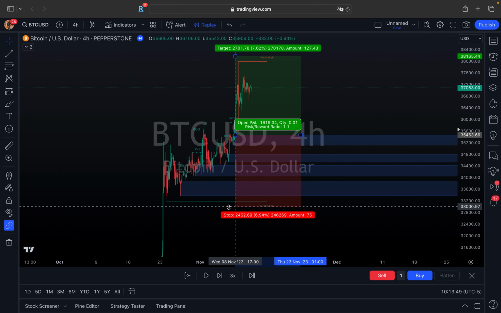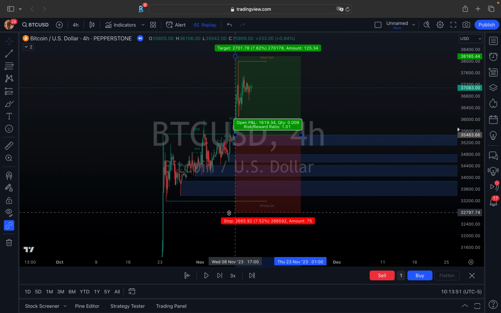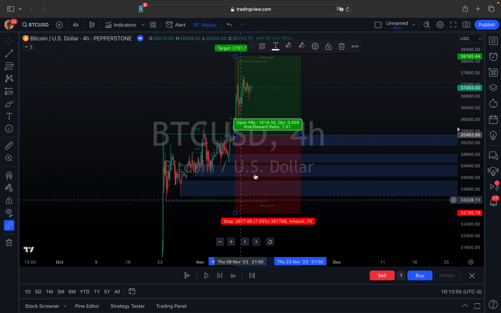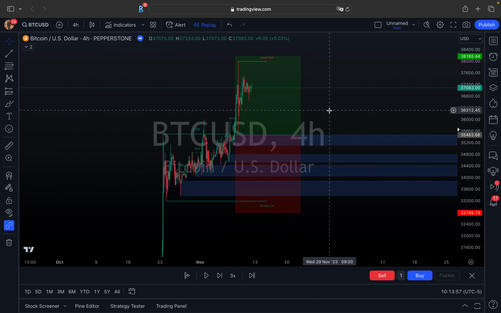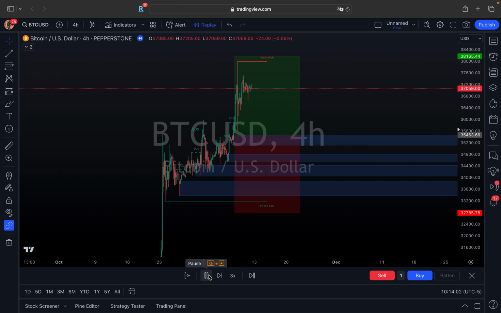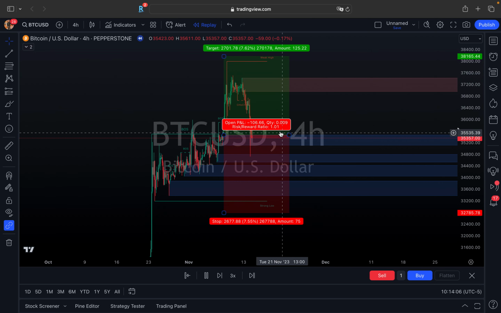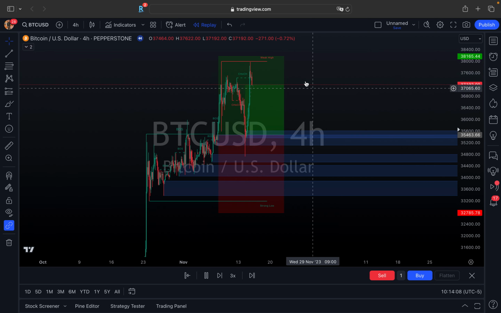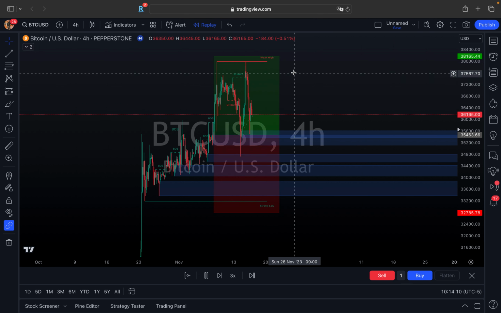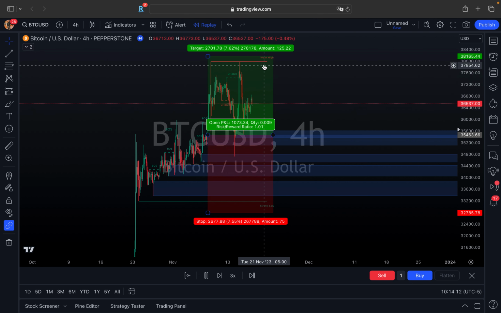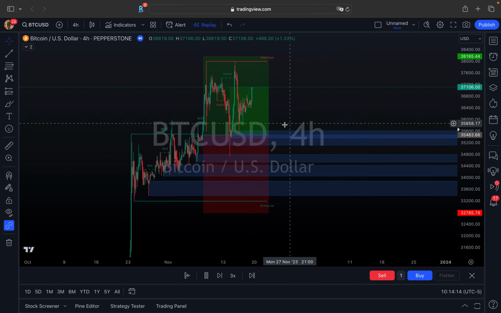I wouldn't have taken it all the way down here because that would have made it a 1 to 1 ratio. As long as it's above 1 to 1, I pay attention to my ratios. And then right here, we can hit play and see if price would have come back down to the zone. As you can see, it did. And then from there, let's see if it would have come up and smacked TP and broke that weak high.